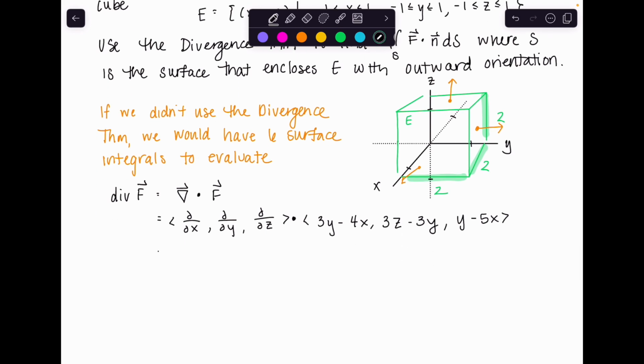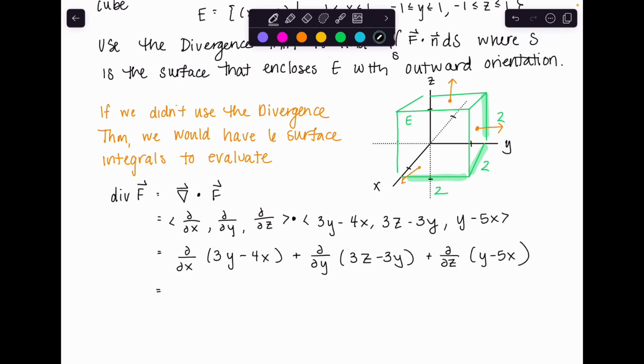So going through, this means I take the partial with respect to x of this first piece, I add the partial with respect to y of the second piece, and then the partial with respect to z of this last piece. This first partial is -4. Second partial is -3. Last partial is 0. And this is fantastic because the inside then just becomes the number -7.